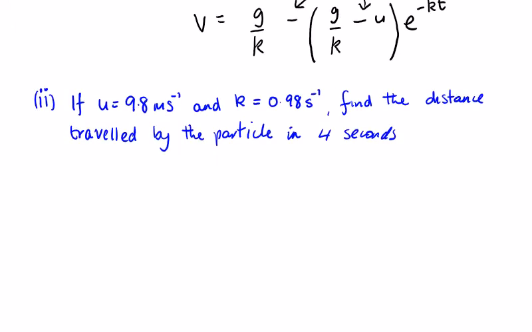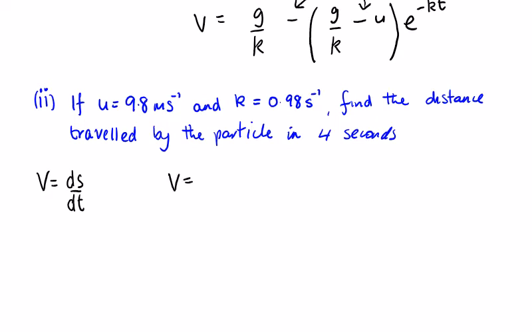Part 2 of this question: if u is equal to 9.8 and k is equal to 0.98, find the distance traveled by the particle in the first 4 seconds. Well, we have v, and we know v is ds/dt. So that should enable us to figure this question out.